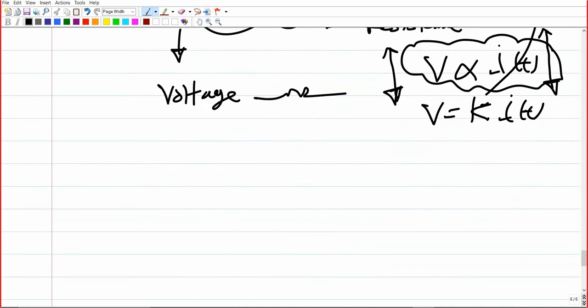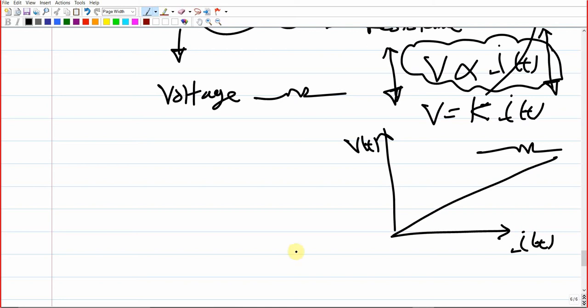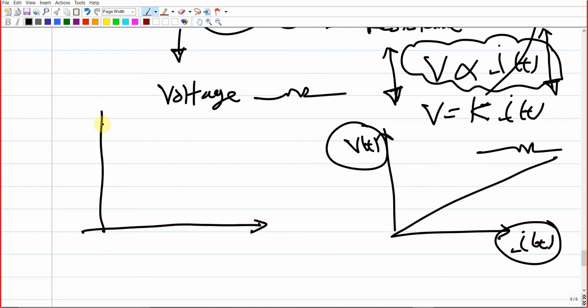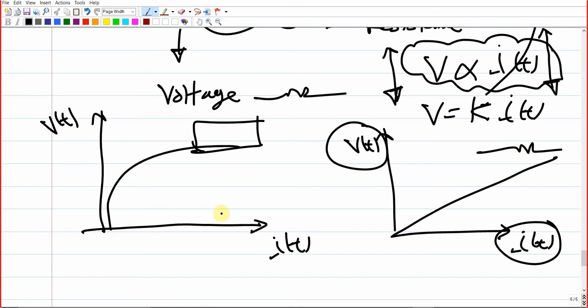So for example, if I decided to draw the relation between the current and the voltage over a resistor, this relation will be linear. As you increase one, the second is going to increase following the straight line as given here. But how about if, for some reason, we need another relation between the volt and the current over another electrical element? It shouldn't definitely be a resistor. Can we make another electrical element, different from the resistor, that would give us this relation between the volt and the current?